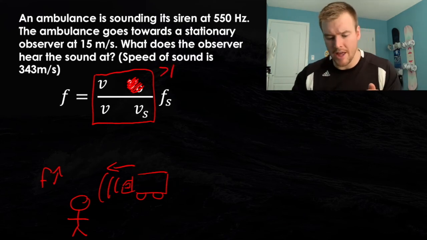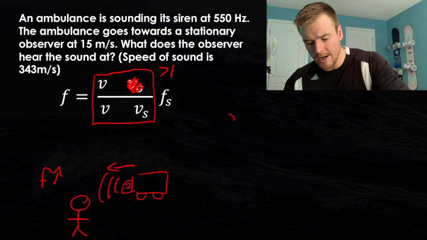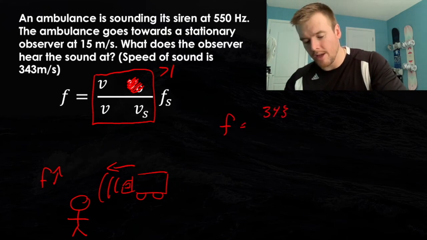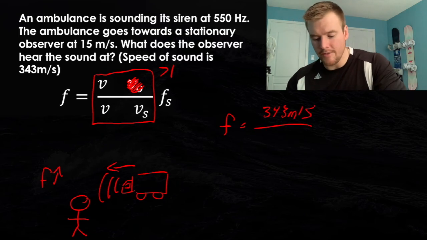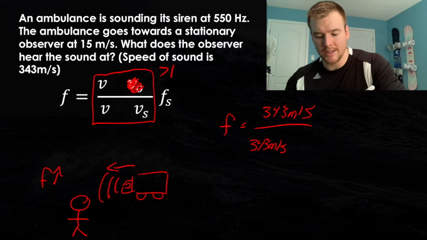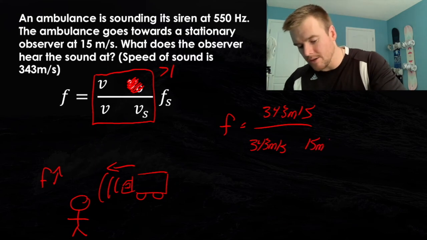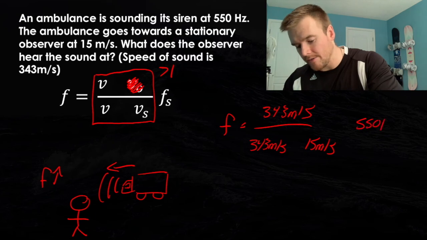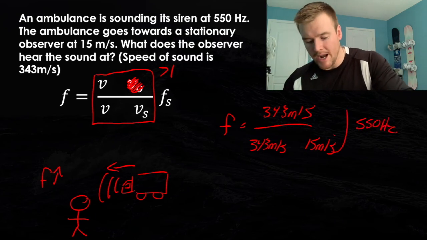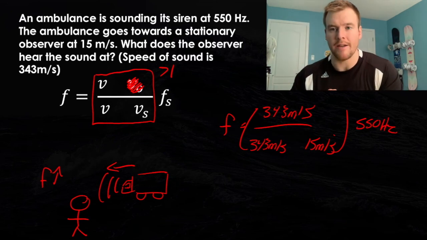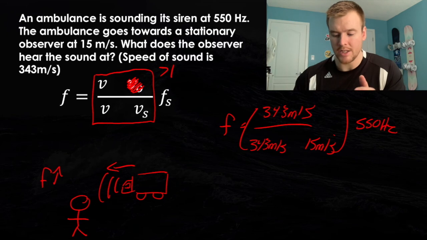So let's fill in our values to see how that's going to happen. We're trying to figure out what we're going to hear it at. We know speed of sound is 343 meters per second divided by 343 meters per second, and the velocity of the source is 15 meters per second, and it's emitting a frequency of 550 hertz. Now there are brackets here in this formula. We just want to figure out if we add or subtract that 15.